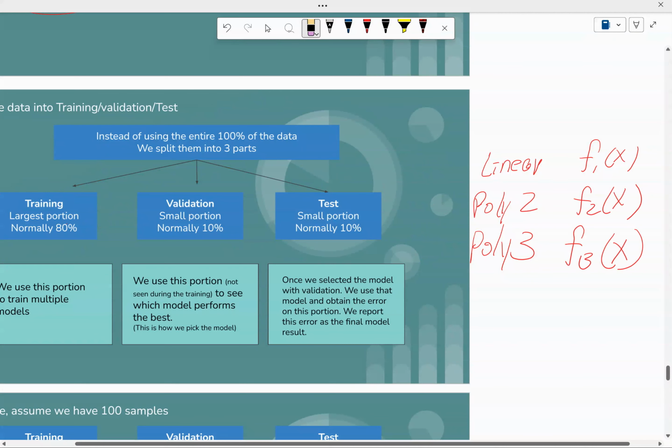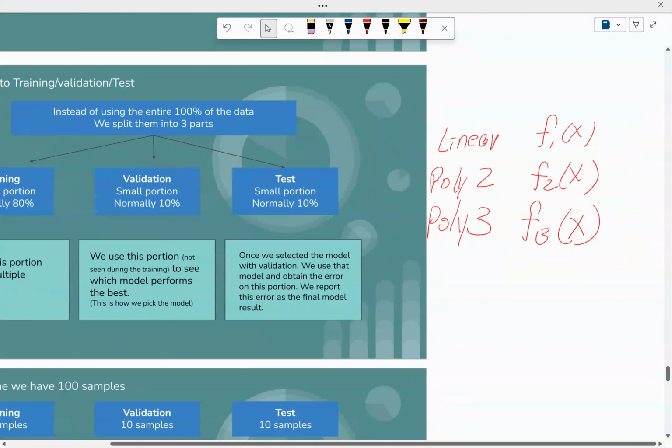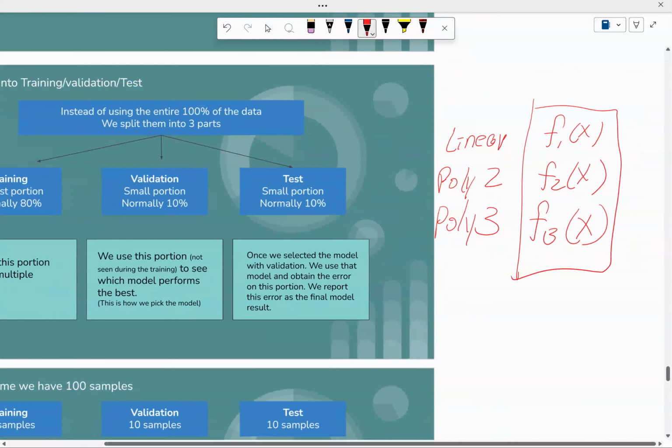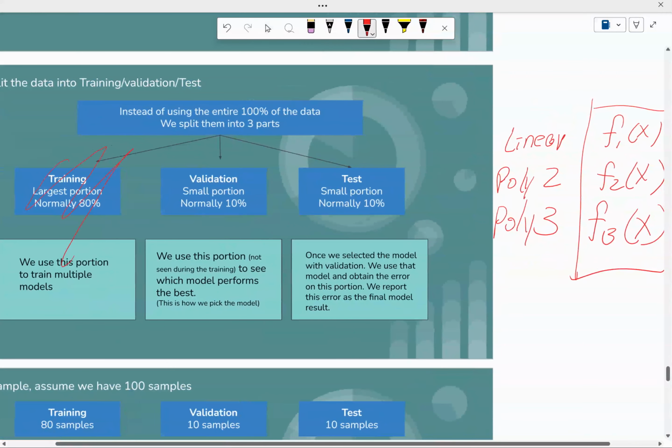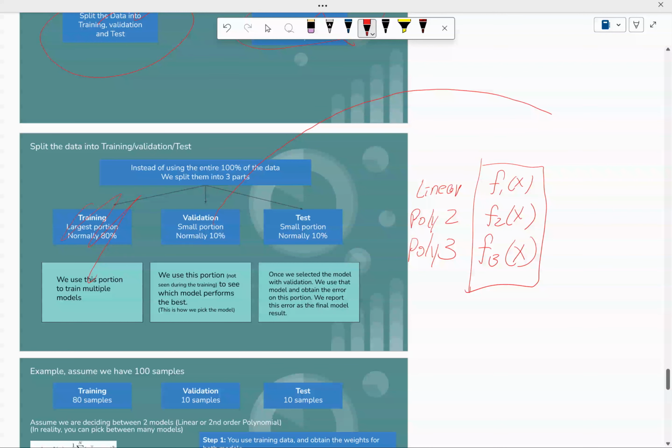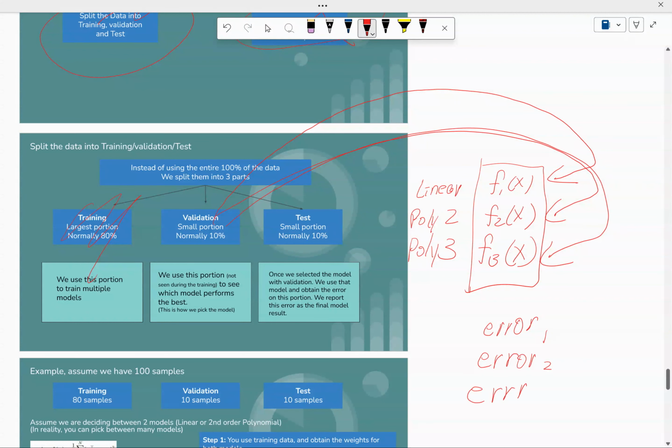Now remember, a model is basically we put the data in and you give us some kind of output. So once we have these functions, then we forget about the training. We pass the validation into each one of them. After we pass them, we can calculate the error, the mean square error. So error 1, error 2, error 3. So we find the error resulting from each model.